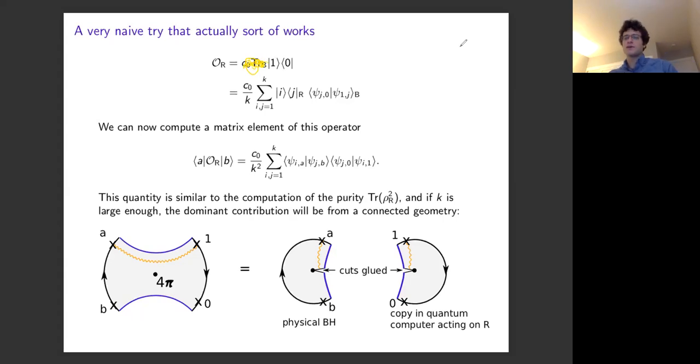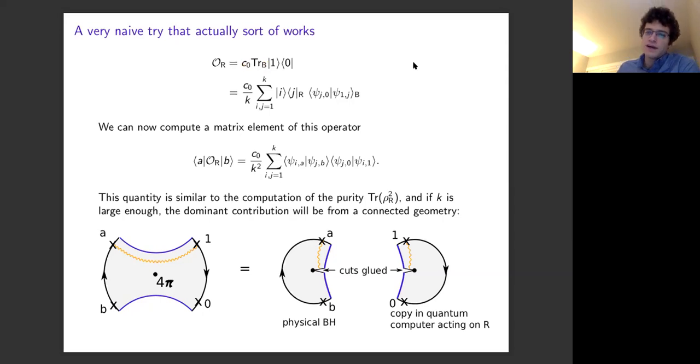Then if we were able to write this operator, then it would clearly do the job. This turns state 0 into state 1. The problem with that operator is that it acts on the complete combined system, on B and R. It doesn't just act on R.